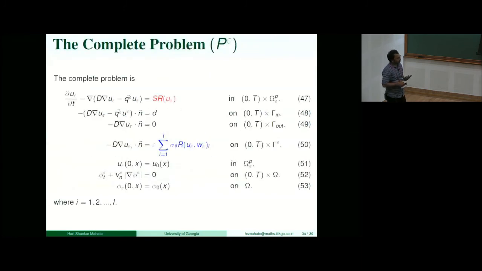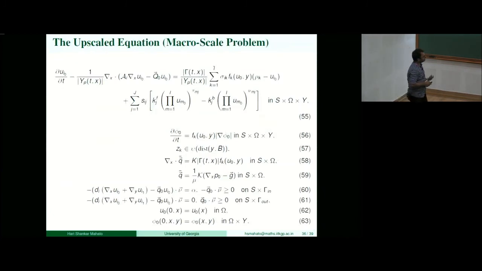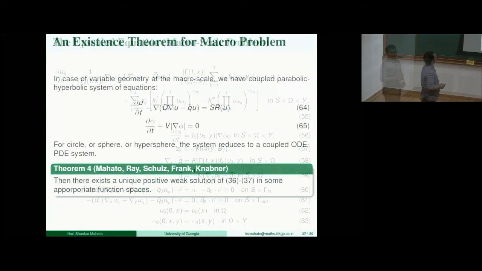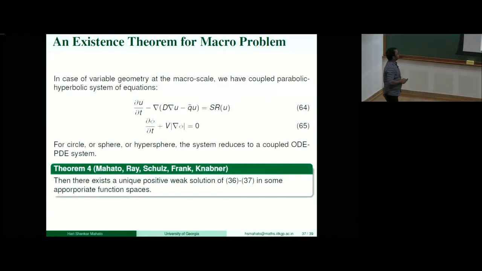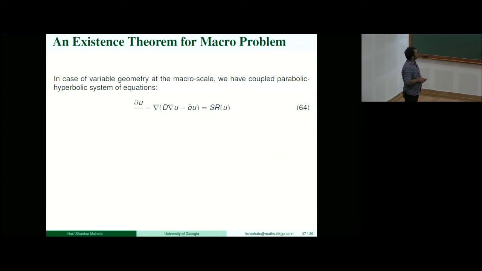Then again, we showed the existence of solution, and for the homogenization, we took help of asymptotic expansion, and we successfully managed to obtain the upscaled model using asymptotic expansion, which looks like this. So as I was saying, after the upscaling, we will basically have a system of a diffusion reaction equation and a level set equation, the upscaled equation, of course, for the moving interface. And all these other terms, we are not bothered by that.